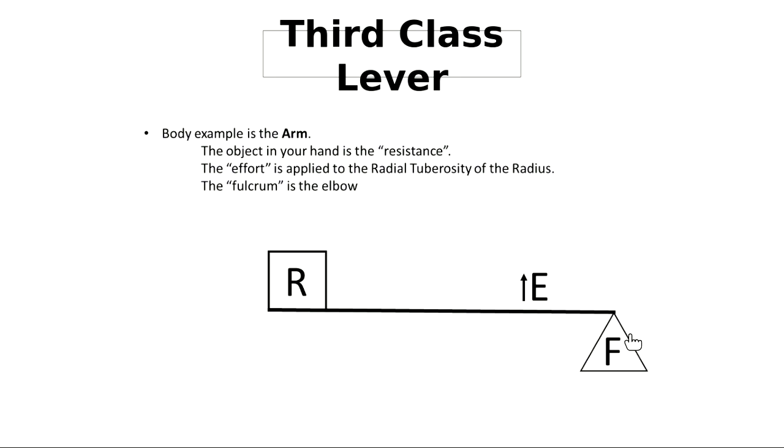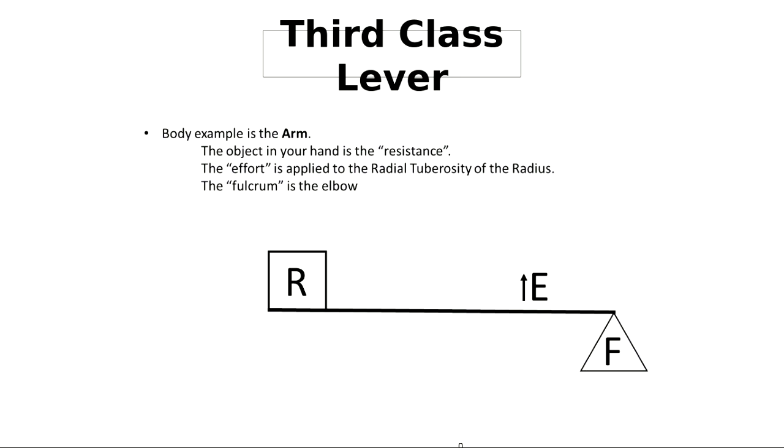So this one is shaped like your arm. Your elbow's here at the joint. Your effort's being applied by your biceps brachii muscle on the radial tuberosity, and the resistance is what you're holding in your hand.